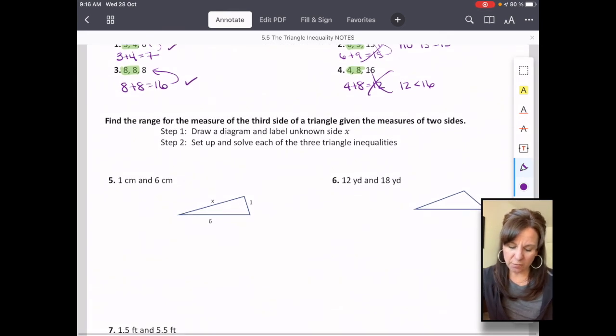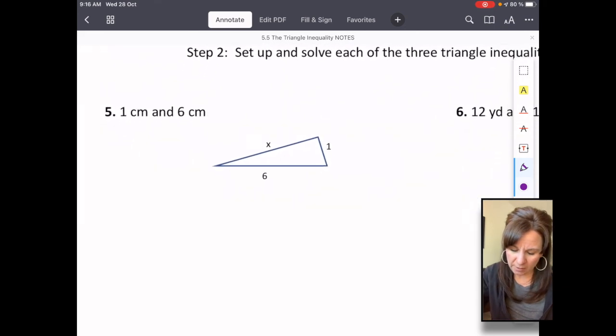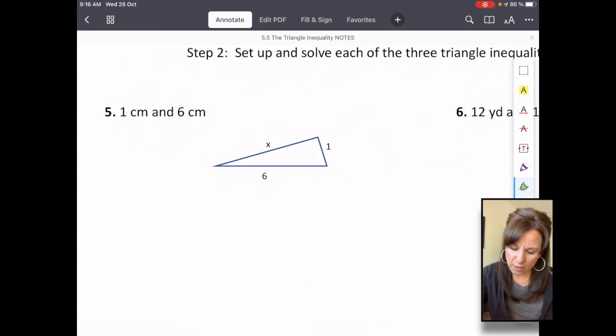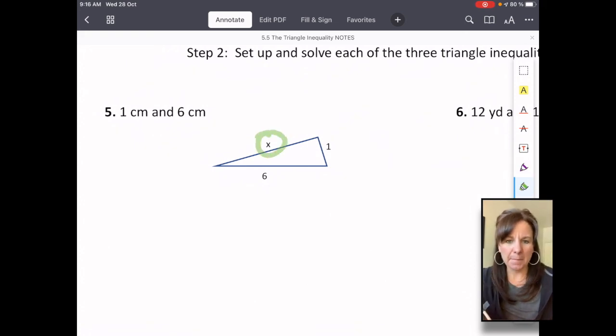This next part says, find the range for the measure of the third side of a triangle given the measures of the other two sides. So first, anytime you're given some sides of a triangle, draw a picture. Then we're going to set up some different equations and see what happens. So the first one, there's already a triangle drawn for you. And we're working with this triangle that has sides 1, 6, and x. So what we want to know is, what can x be?